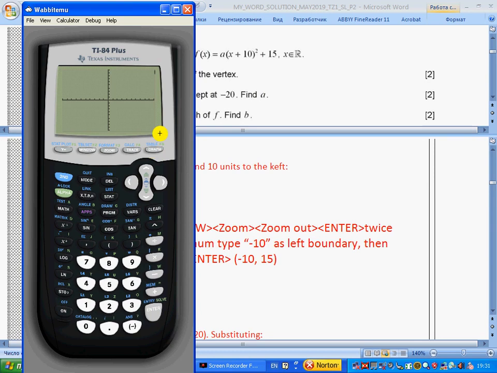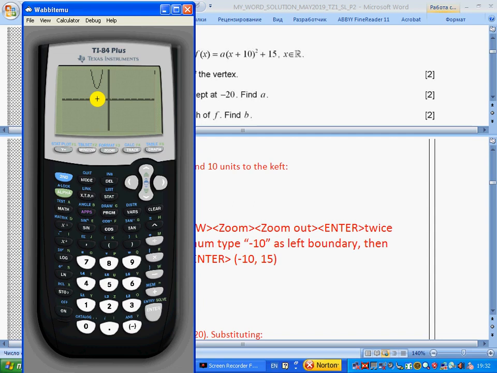We see that it is trying to draw. Now it's finished, but we don't see the graph. So we go to Zoom and we choose Zoom Out, number 3. And again we press Enter. So it's trying to draw again with another scale, and now we see the parabola.